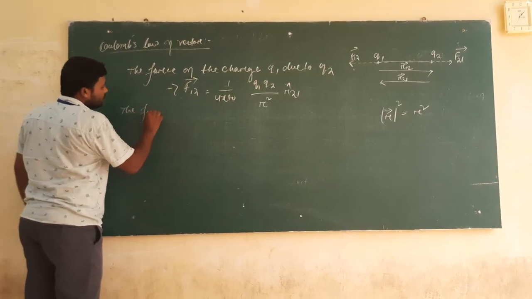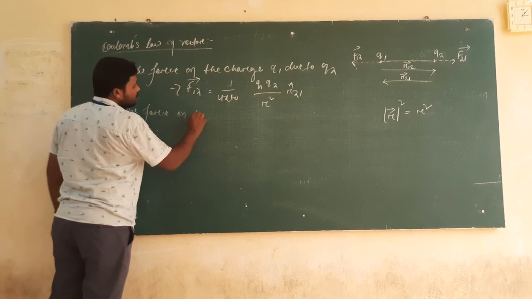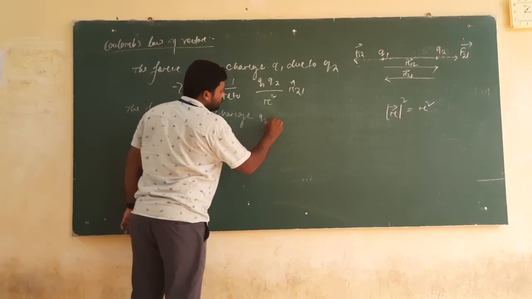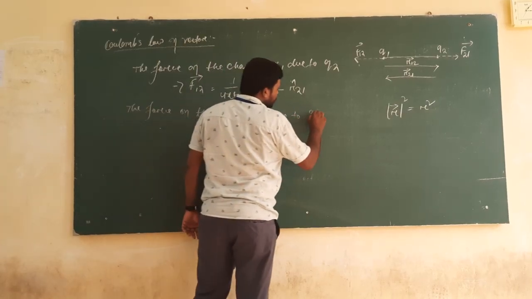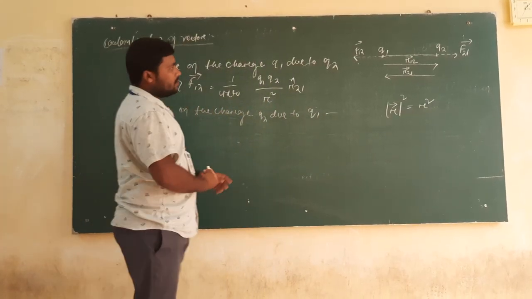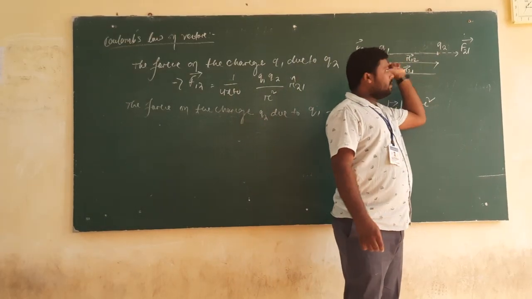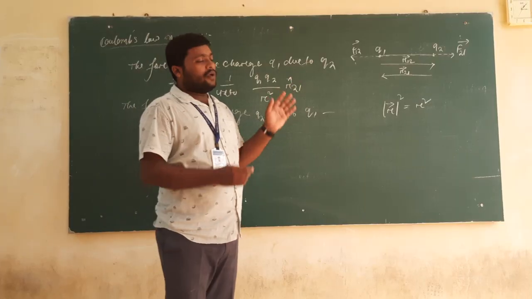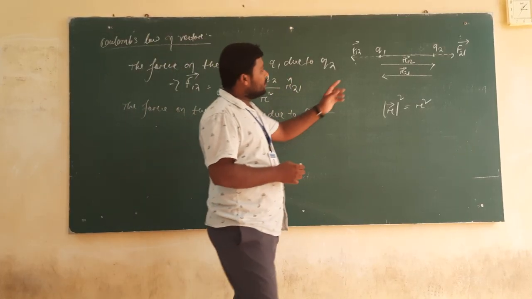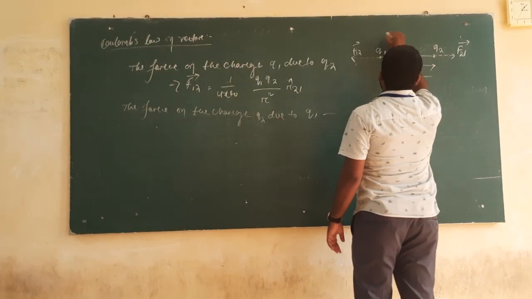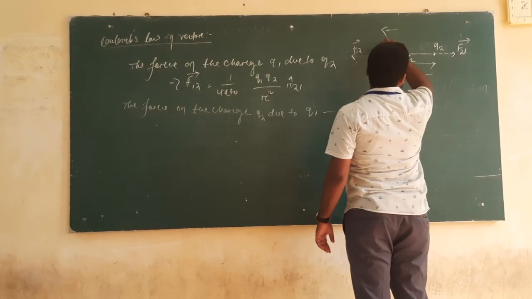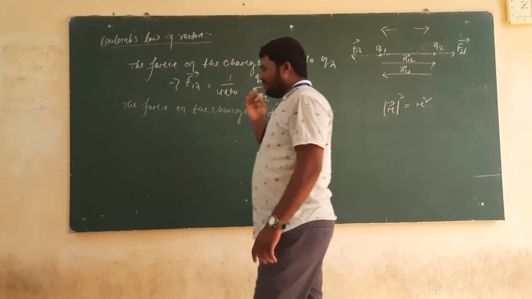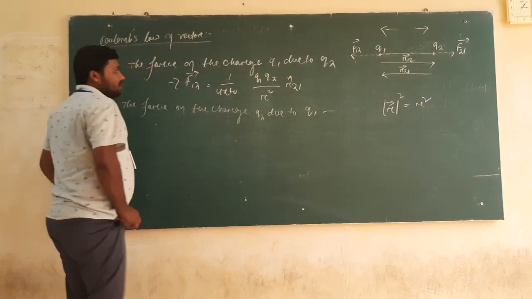Now the force on the charge Q2 due to Q1, that is F12, is in that direction. Here we have taken two like charges so that they are repelling each other. This charge repels that charge in one direction, and the Q1 charge repels Q2 in the opposite direction, because they are like charges, they repel each other.